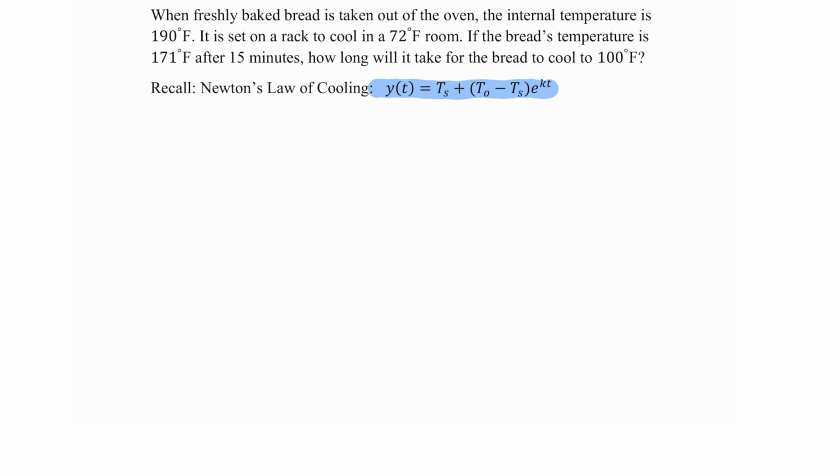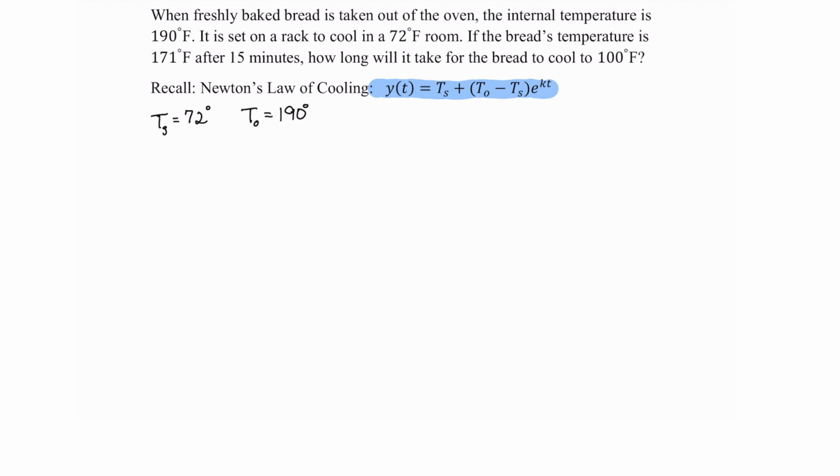So let's take each of these components from the equation and try to find out if we know their value. First of all, T sub s. Capital T sub s is the temperature of the surrounding environment. So here our T sub s is the temperature of our room, which is the 72 degrees. Now T sub 0 is the original temperature of the item. So here our T sub 0 is the 190 degrees.